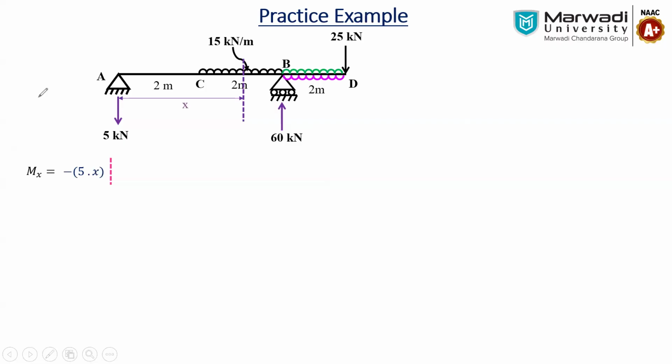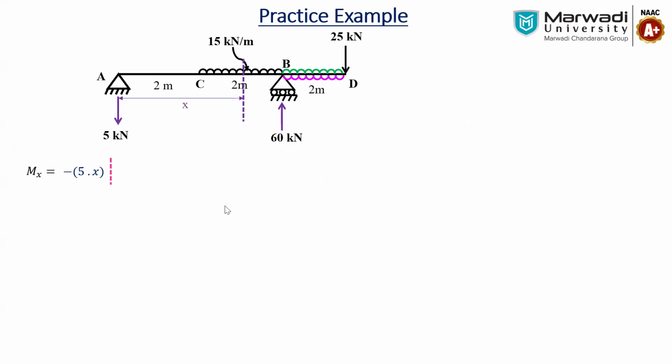So what is the remaining distance from the C to this section? Okay, so I will just highlight this is 2 meter. This is the entire x. So what is the remaining distance? That is x minus 2. So what we have to consider is 15 multiplied by x minus 2, multiplied by x minus 2 by 2. Now x can be anything, it can be 2 to 6, any point, right? That means we are considering the entire UDL from the C to this D in a single term.